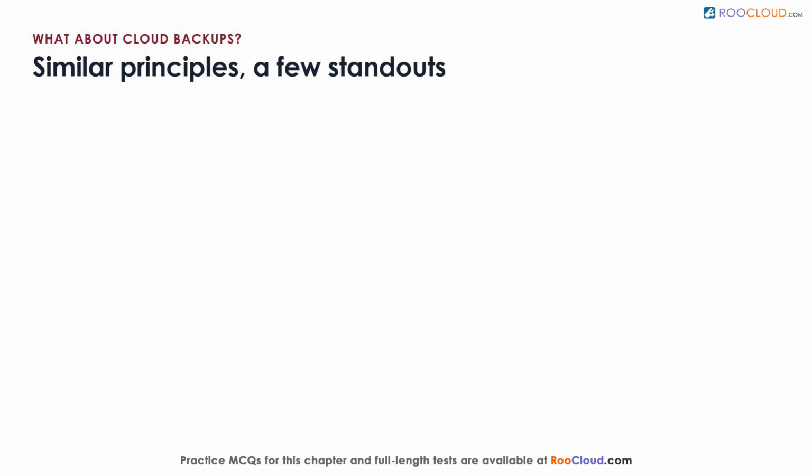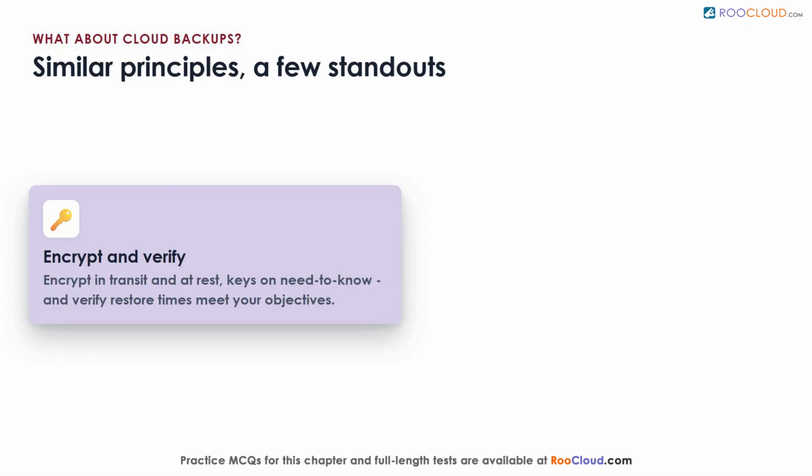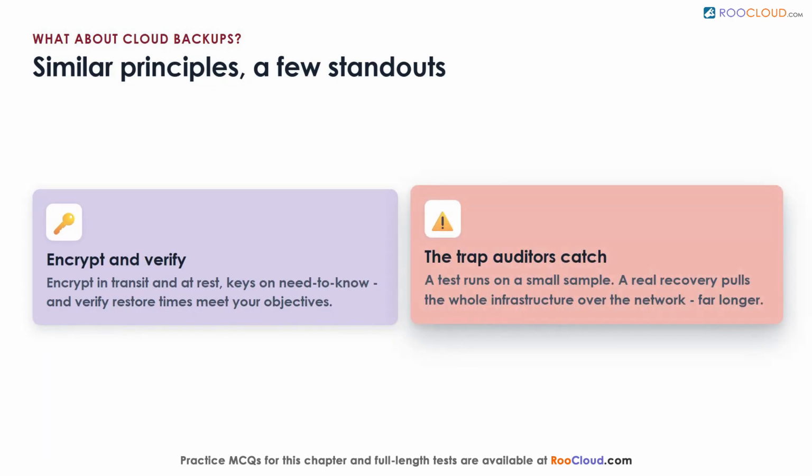What changes with cloud backups specifically? The principles are similar, but a few controls stand out. Encrypt the data as it travels across the internet. Encrypt it at rest, and restrict the keys to staff who truly need them. And verify your restore times truly meet your objectives. Here is a trap auditors catch. A restore test usually runs on a small sample, but a real recovery might pull the entire infrastructure across the network. That full transfer could take far longer than the test suggested.